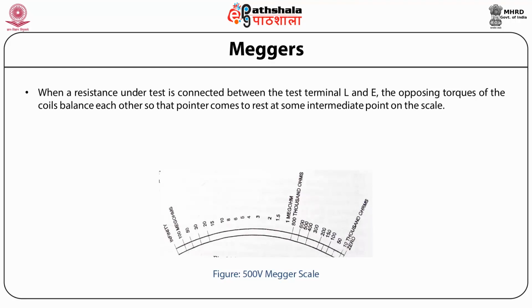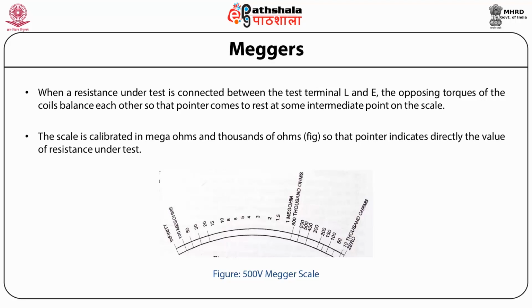When a resistance under test is connected between the test terminals L and E, the opposing torques of the coils balance each other so that the pointer comes to rest at some intermediate point on the scale.